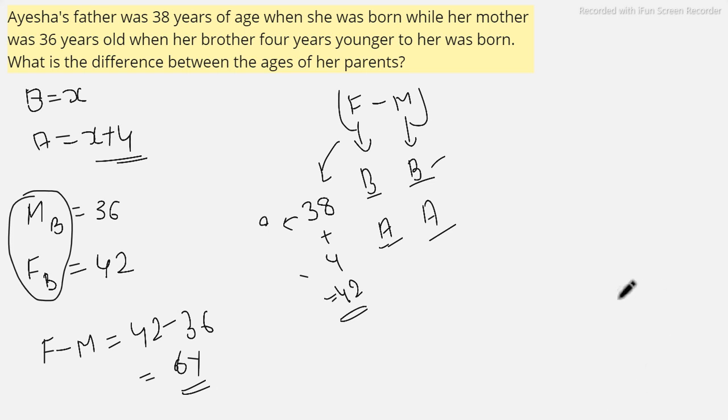So these were some different types of questions which can be asked in the Synergy exam on this topic, that is problems on ages. I have tried to cover different types of questions so that you get a variety of ideas.